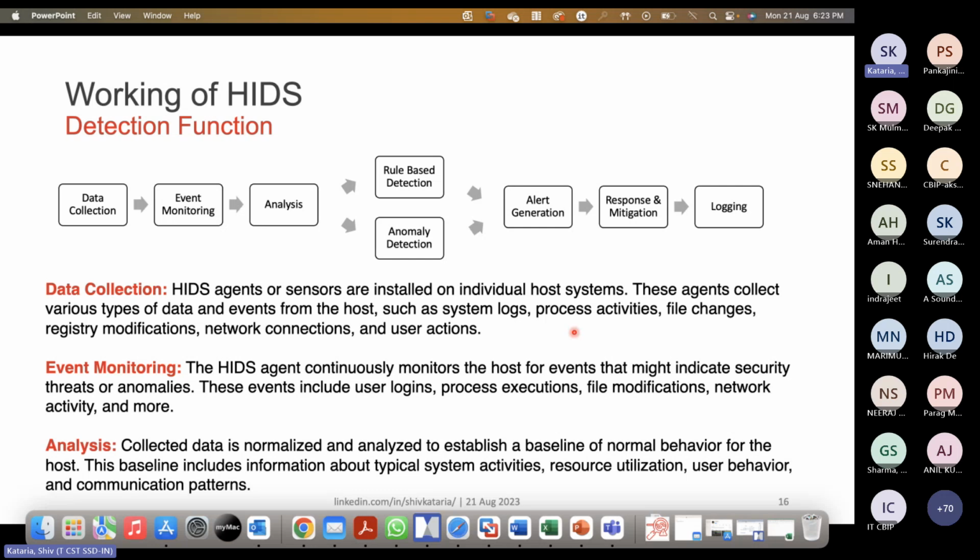Host IDS typically works by collecting data, monitoring system events, and analyzing them based on some rules or anomaly. Then it will generate alerts, and based on those alerts, it will also generate some response or mitigation mechanism. And finally, it will log into your log server. During the log collection stage, agents or sensors are installed on the individual host systems, and these agents collect different types of data or events from the system. You must have seen the Qualys Guard agent or maybe some McAfee agent installed on a system sometimes.